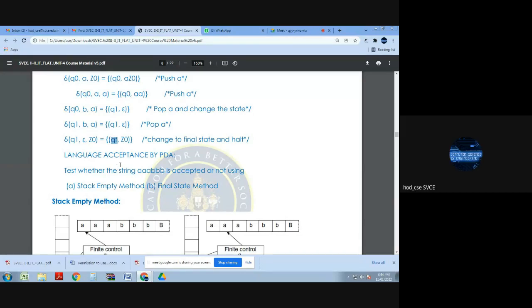The next one. I already told that we have two types of methods for string acceptance: one is by empty stack, and the other is using the final state. By reaching the final state, we can check the string acceptance. Here we have taken the string AAA BBB.